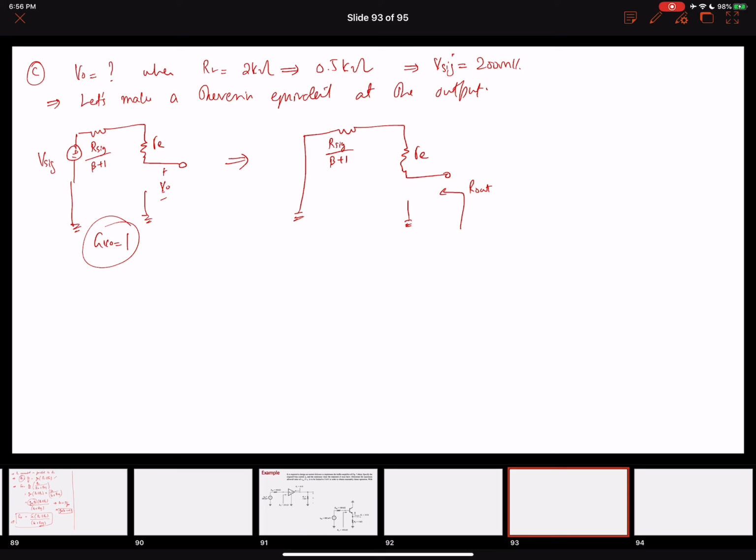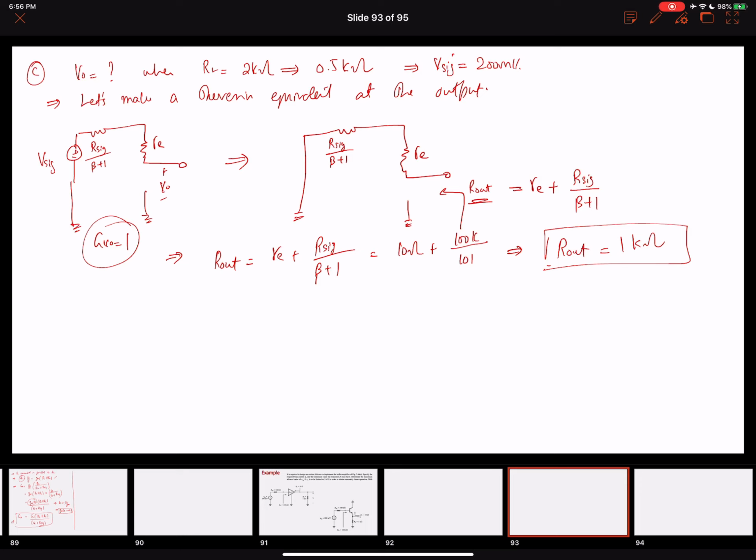So let's find our R out. Our equivalent Thevenin resistance of the circuit will be RE plus R sig over beta plus 1. So this will be the output resistance. The first thing we want to do is find the value of R out. R out equals RE plus R sig over beta plus 1. The value of RE is 10 ohms plus signal resistance 100 kilo ohms divided by beta plus 1, where beta is 100, so 101. If you solve this, our R out will come out to be 1 kilo ohms. So our output resistance, looking from here as a Thevenin equivalent resistance, R out will be equal to 1 kilo ohms.